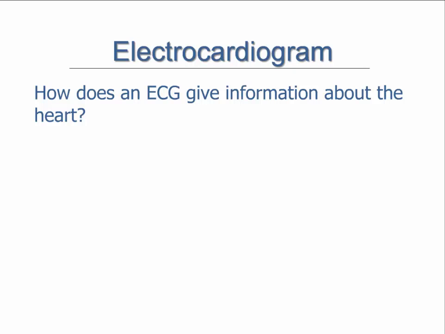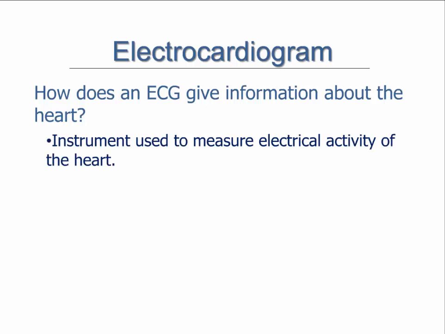Well, first of all, what is an ECG? An ECG, or an electrocardiogram, is an instrument that is used to give us a lot of information about the heart. You may also sometimes hear it referred to as an EKG. The ECG is the instrument that is used to measure the electrical activity or the impulses of the heart, not the actual contractions of the heart muscle, but the electrical impulses that are occurring to bring about the contractions of the heart muscle.